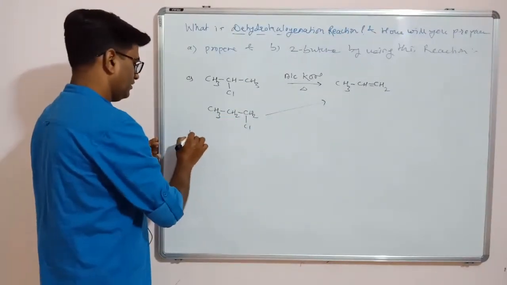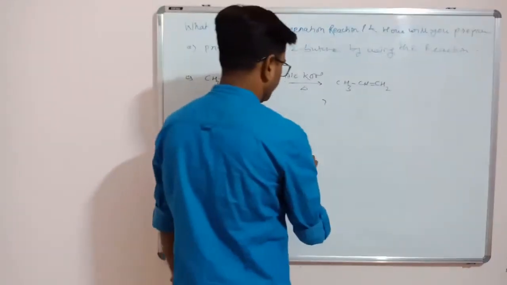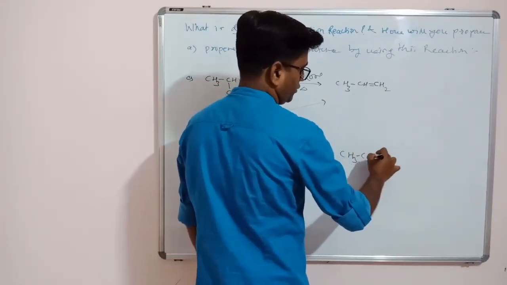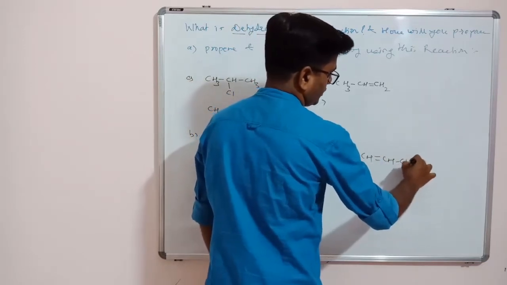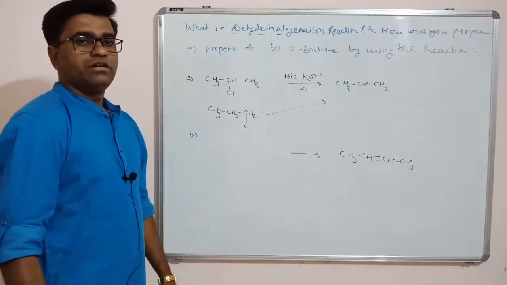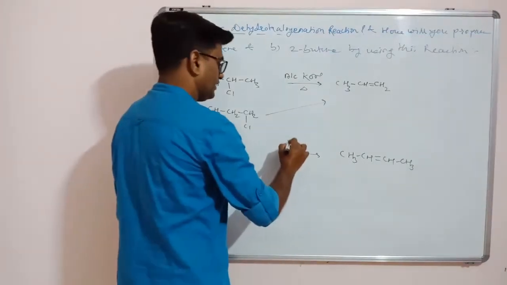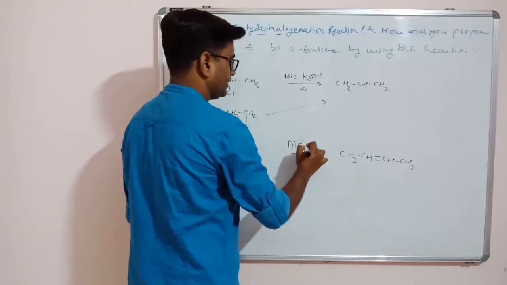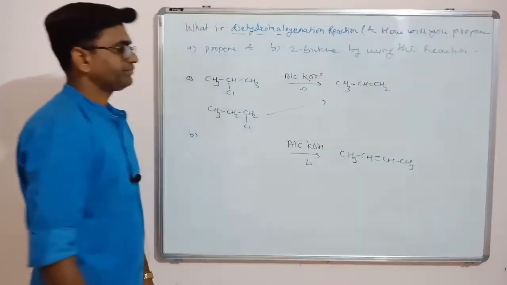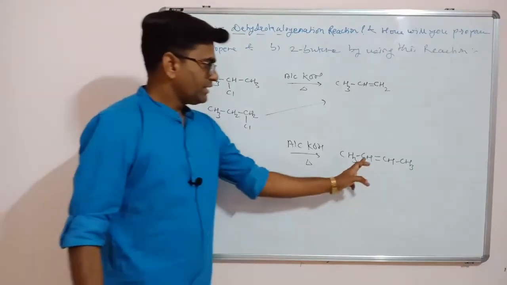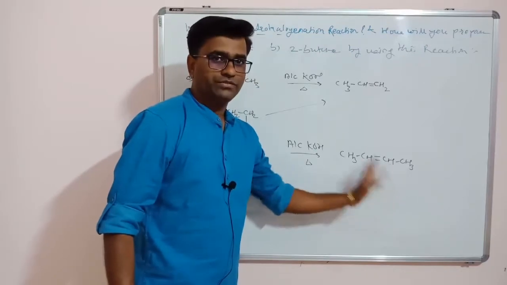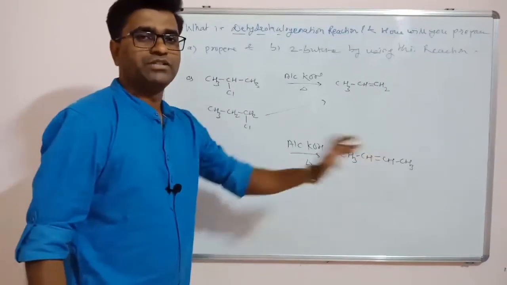The second reaction's product is 2-butene. 2-butene means CH3, CH double bond CH, CH3. So this is our product. The reagent, as we know for a dehydrohalogenation reaction, is alcoholic KOH and heat. So either this carbon will have a halogen or hydrogen, because this is a dehydrohalogenation reaction.